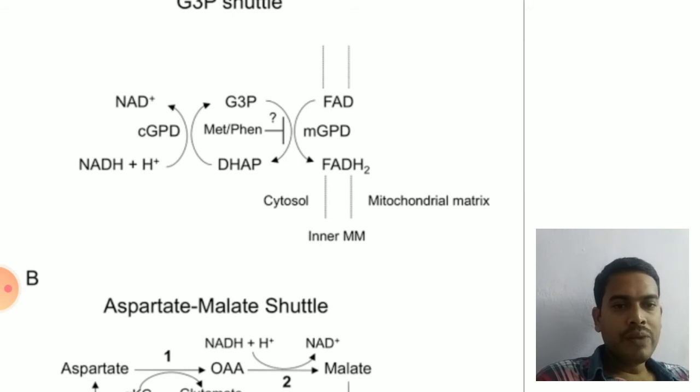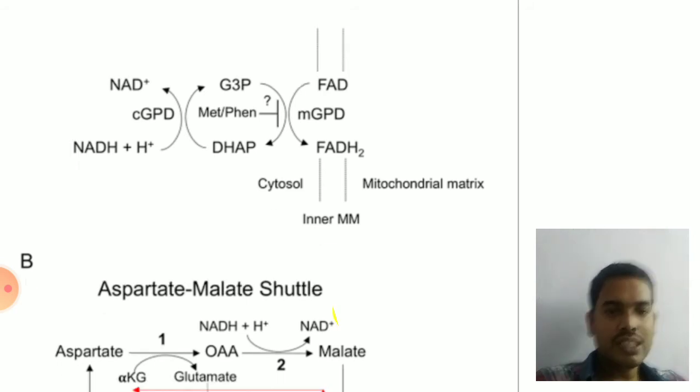So here there will be a loss in the formation of ATP, since 1 NADH2 will form 2.5 ATP and FADH2 will form 1.5 ATP. There will be a loss of 1 ATP molecule in the glycerol 3-phosphate shuttle system. So that is the glycerol 3-phosphate shuttle.